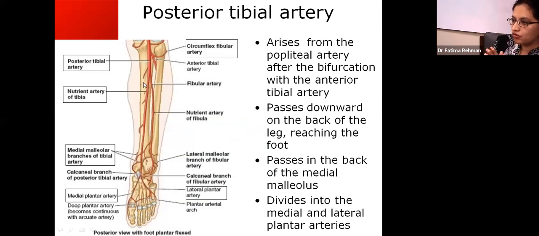Now the posterior tibial artery, which is again a branch of the popliteal artery, formed by the bifurcation of the popliteal artery. It does not need to come to lie anteriorly because this is the artery of the posterior side of the leg. So it remains on the back of the leg and it descends down. It is accompanied by the tibial nerve during its course, and it gives off a very important branch which is called the fibular artery or the peroneal artery.